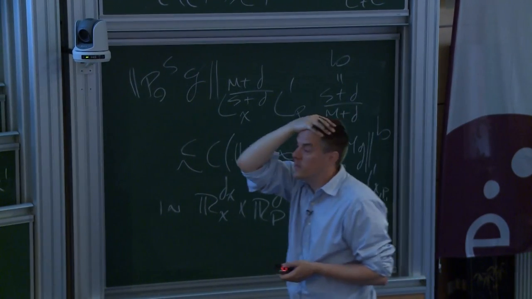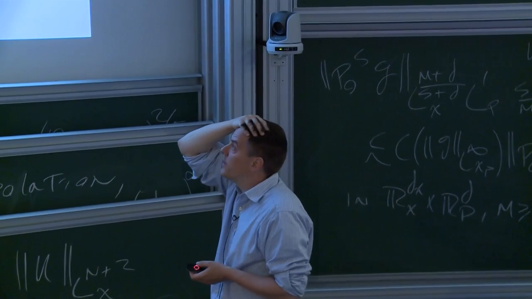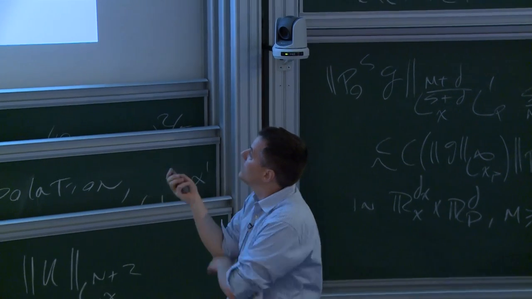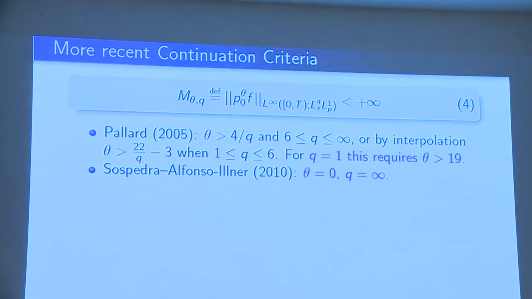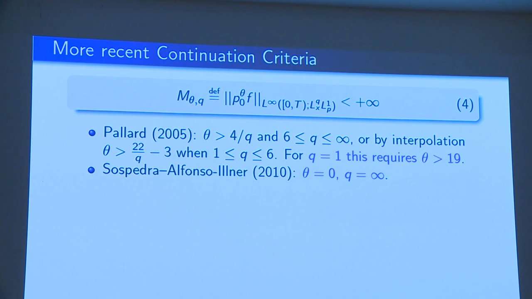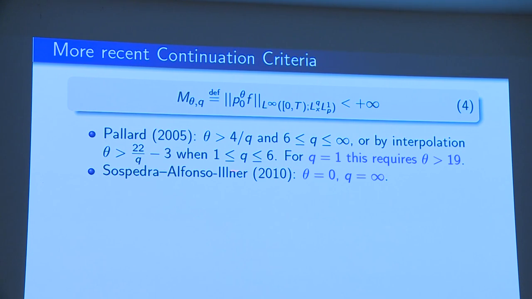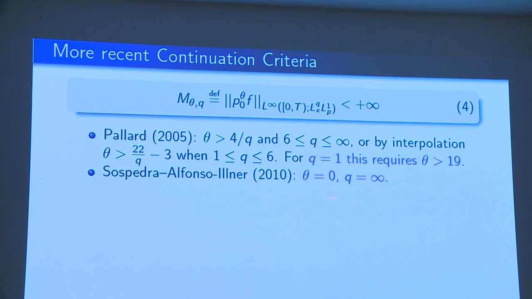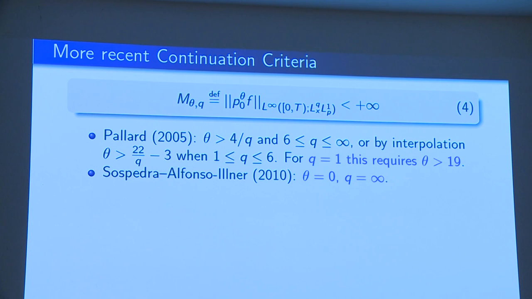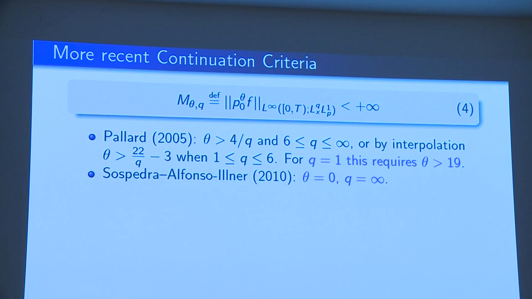So this is what you can prove, and then there's what you can say to compare with the known thing easily. So Pollard's estimate, to compare to the known thing, is Q equal 1 and theta greater than 19. So what you want is Q equal 1 and theta equal to 1, so you're 18 away there. And then this group from Victoria, Canada, in 2010 showed that the endpoint case is actually also correct. So theta equals 0, Q equals infinity is actually correct.